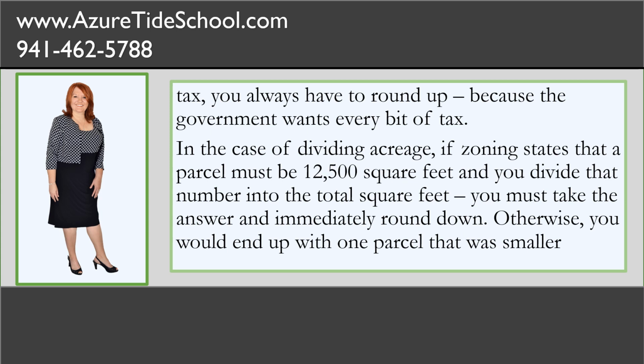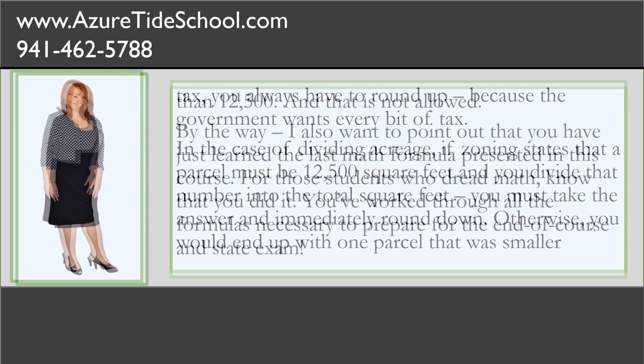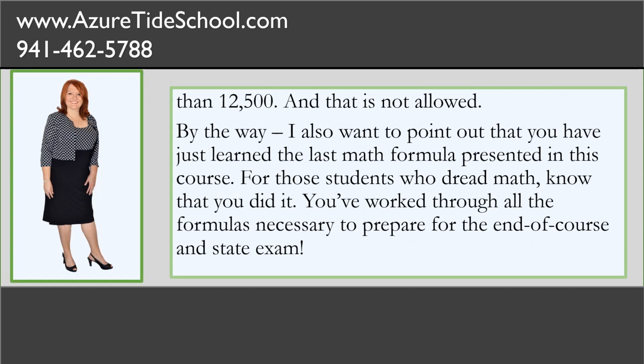In the case of dividing acreage, if zoning states that a parcel must be 12,500 square feet and you divide that number into the total square feet, you must take the answer and immediately round down. Otherwise, you would end up with one parcel that was smaller than the 12,500 required. And that would not be acceptable or allowed per the rules.